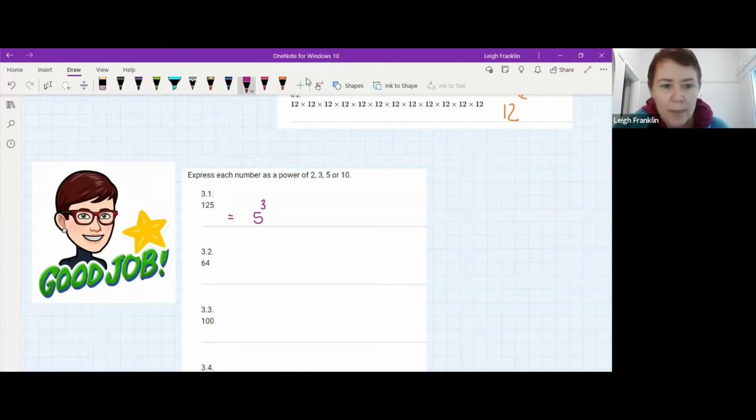Let's see who's up next. Maybe somebody else, nobody's put their hand up yet. How would I write 64 as a power? Kuhle konke?